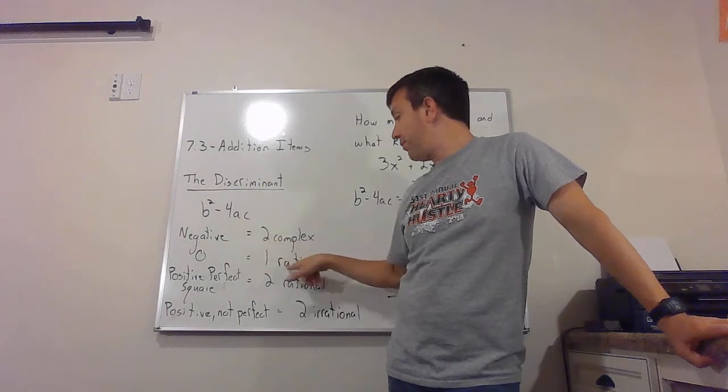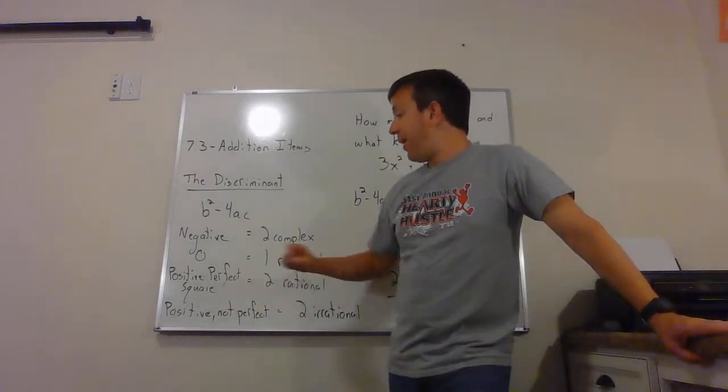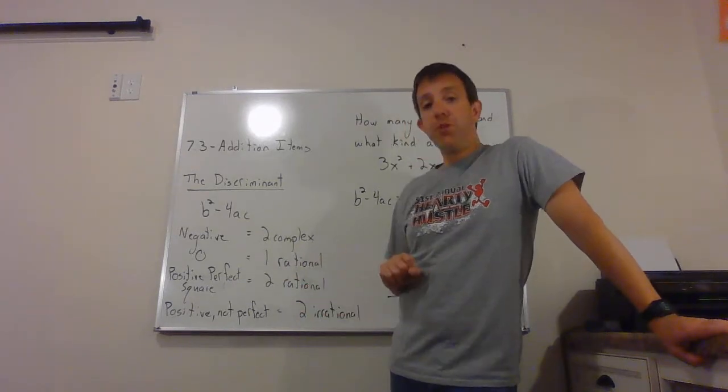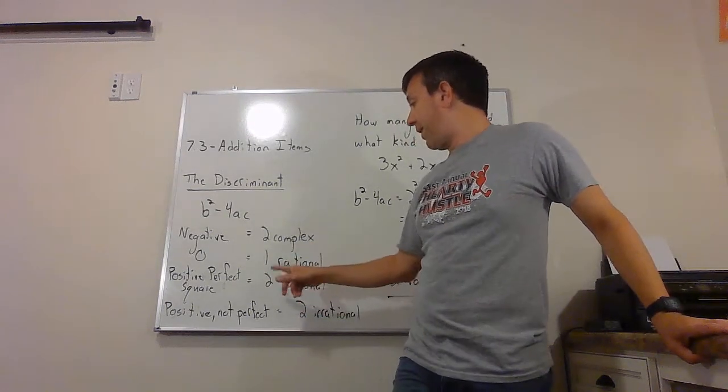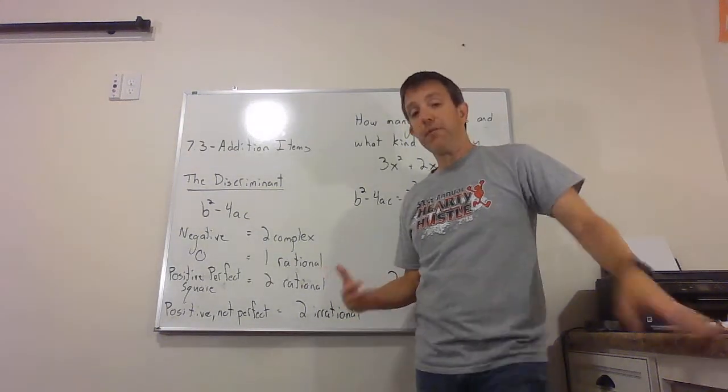If it is 0, you get one rational solution. If it's a positive perfect square, you get two rational solutions. And if it's a positive but not perfect square, you get two irrational solutions. So just a couple of reminders here.